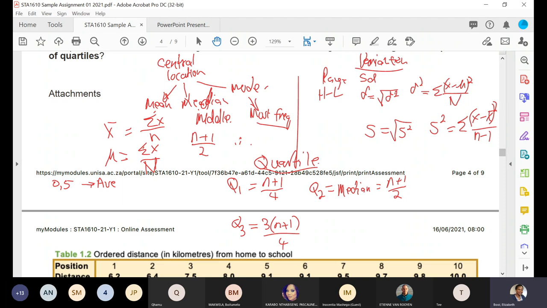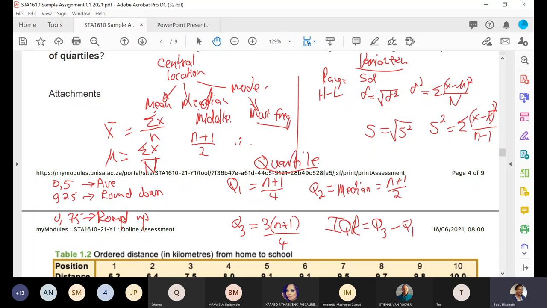So you need to sort your data from lowest to highest. You take the average if it's fractional. If it's non-fractional and it's 0.25, then we round down. If it's 0.75, then you're going to round up the value in order for you to find the position. Once you have your quartile values, then you can calculate what we call the interquartile range, which is quartile 3 minus quartile 1.